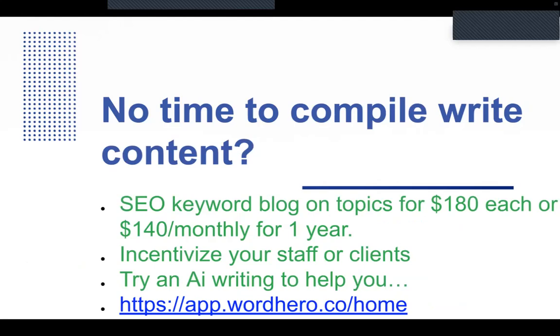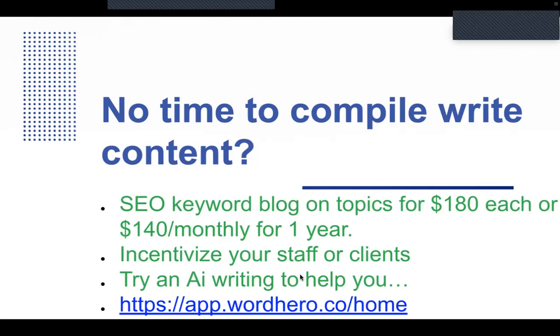So what about if you have no time to compile or write content? I say compile/write because sometimes it's just compiling content, and not everyone's an expert copywriter. Well, we can do SEO keyword blogs on topics for $180 each or $140 monthly with a 1-year contract. So we certainly do that, but you can incentivize, again, your staff or clients to write content for you.